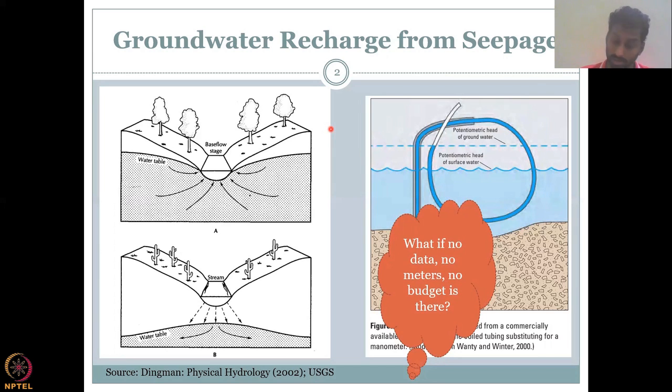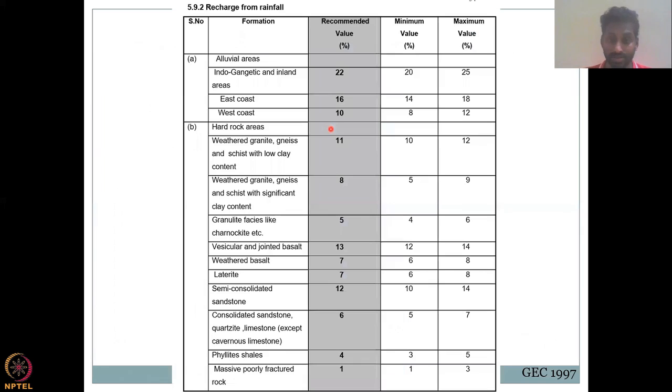So here's where we are in this situation. What if no data exists? And again, think about it, only 4 months we are monitoring. What if no data exists? No meters are there in some locations, and the budget is too low to augment or add meters.